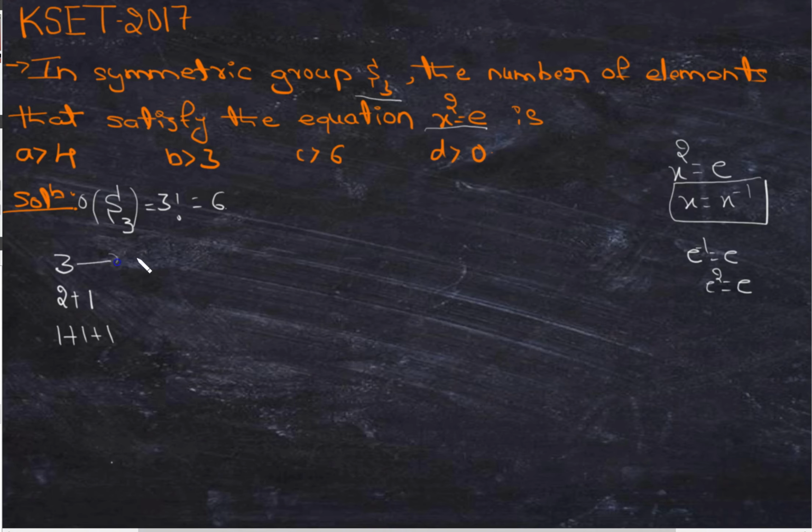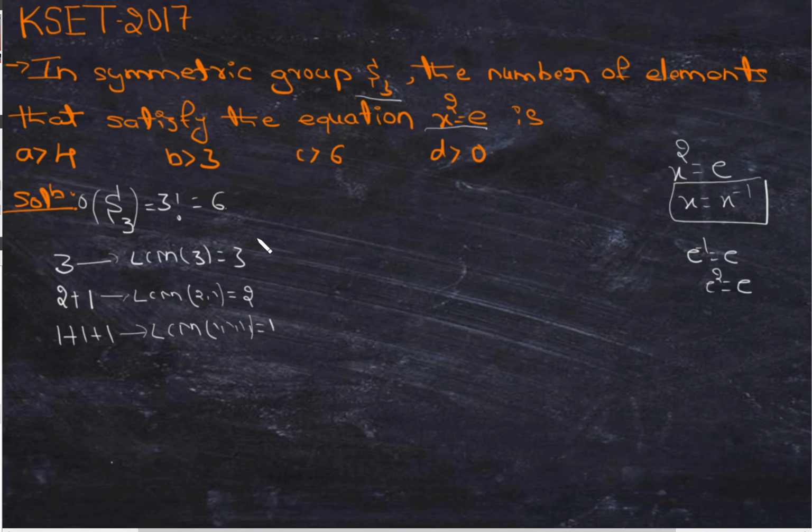Then the LCM of the first partition is 3, which means there exists an element of order 3 in S3. The LCM of 2, 1 is 2, so there exists an element of order 2. The LCM of 1, 1, 1 is 1, so there exists an element of order 1. So S3 has elements of order 1, 2 and 3.